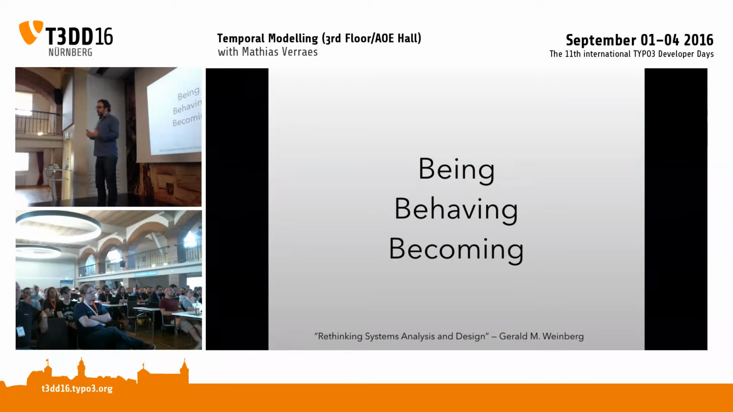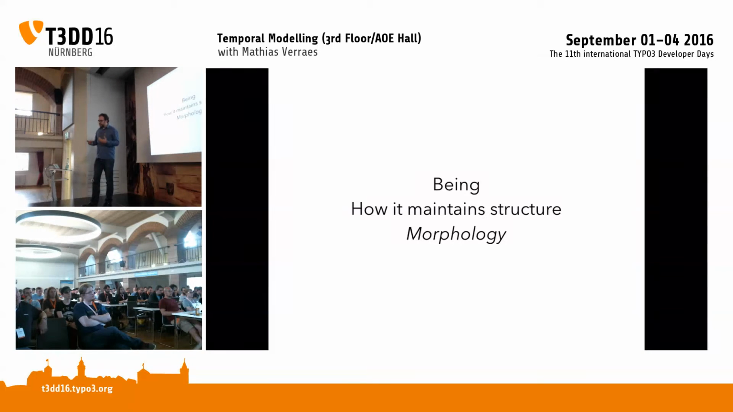So Weinberg goes on and describes in processes, there's these three types of processes: being, behaving, and becoming. Three Bs. Being is how the system maintains its structure. So it's not just about the structure, but it's the processes that help a system stay as it is. It's about the constant structure over time, the things that don't change, the morphology, for example. So this is one kind of processes. How does the system keep things as they are?